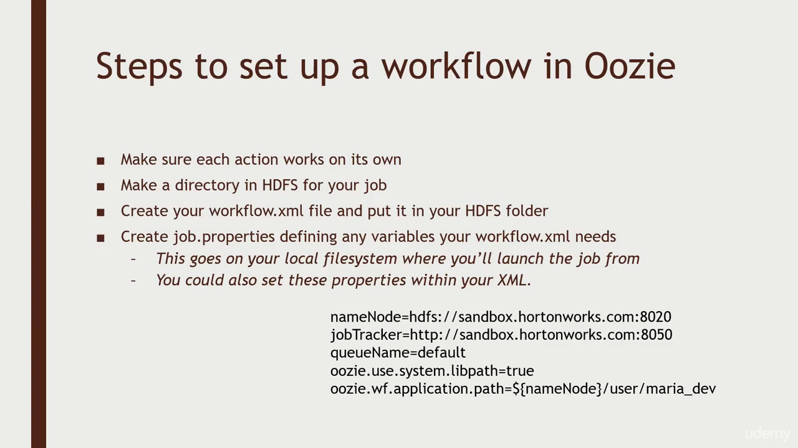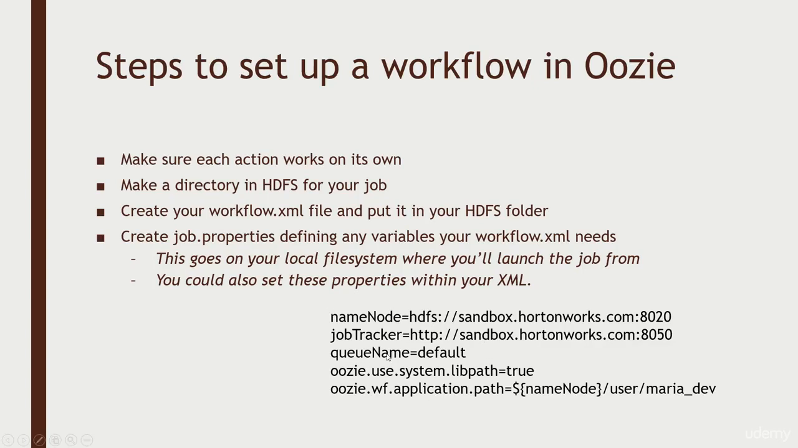At that point, you can also create a job.properties file that will just sit on your local hard drive from whatever machine you're going to kick off this Oozie job from, and in there you can define any variables that might be referenced by your workflow.xml file. So that provides a mechanism for actually writing a workflow.xml file that can be used on different servers or work within different directories and things like that. You can abstract that information away and put it inside your job.properties file.